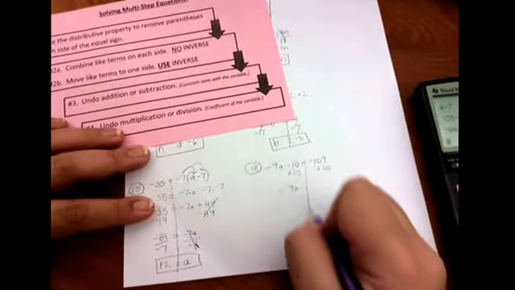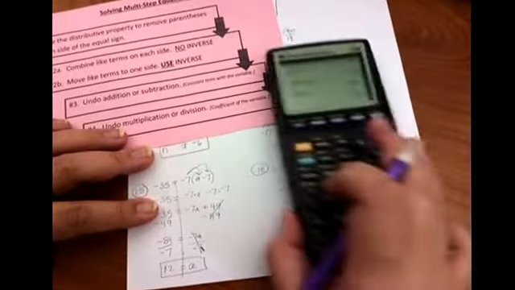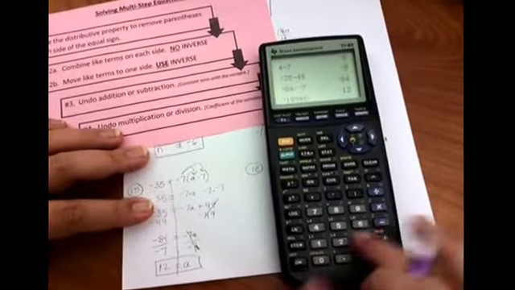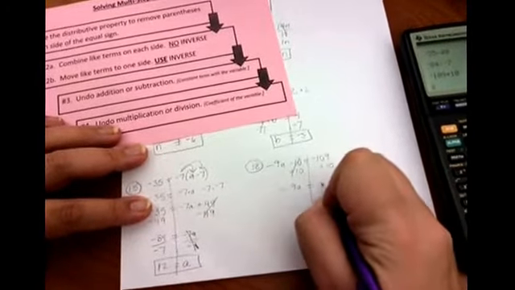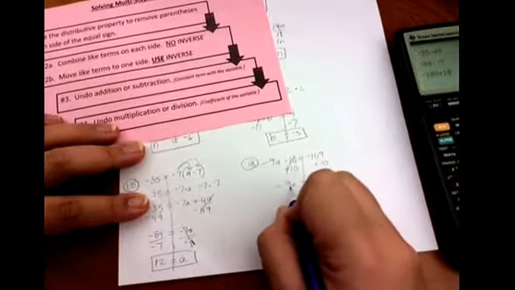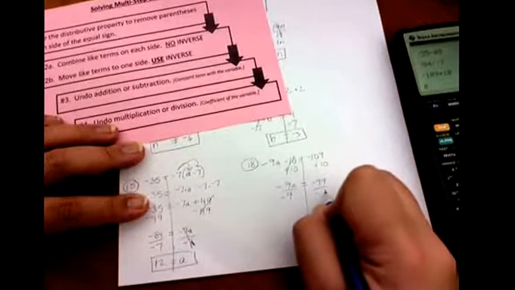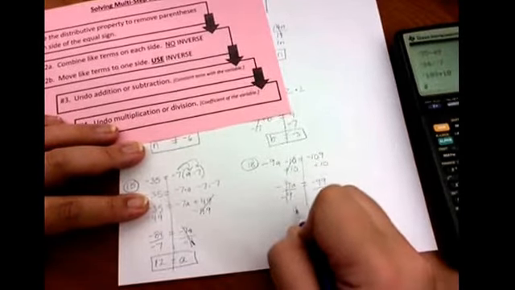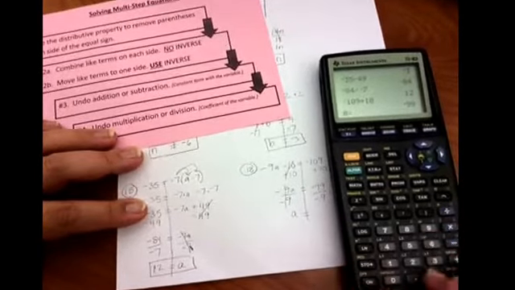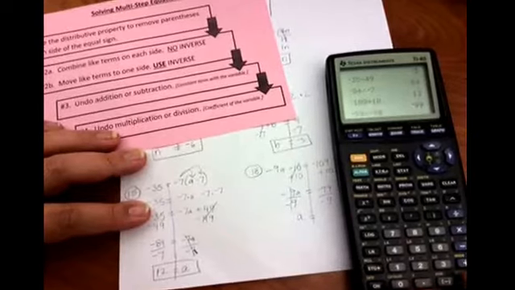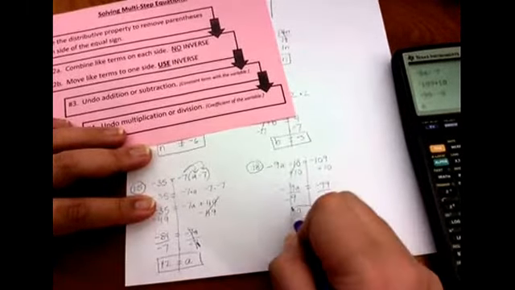Negative 9a equals negative 109 plus 10, which is negative 99. Negative 9 times a, I want to undo that by dividing by negative 9. So I get 1a, or a equals negative 99 divided by negative 9, which is 11. A equals 11 is my solution.